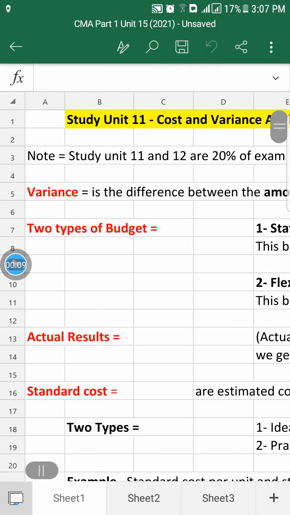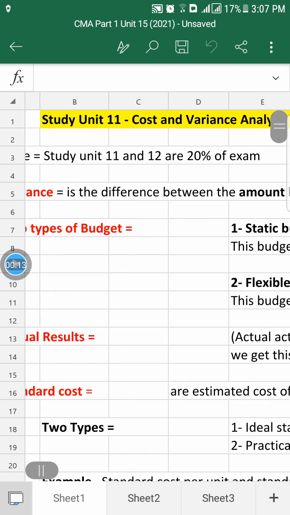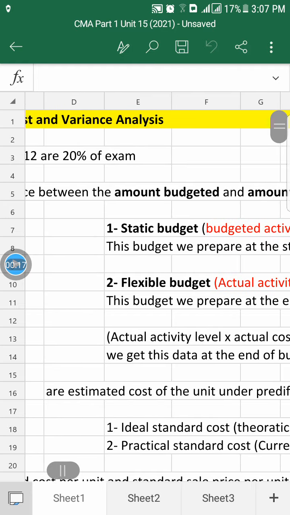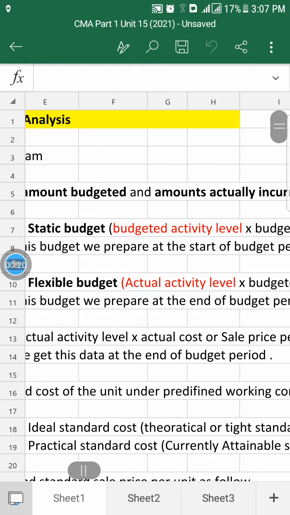So hello guys, in this video we will talk about the variance. What is the meaning of variance? Variance simply defines the difference between the amount which is budgeted and the actual amount incurred.